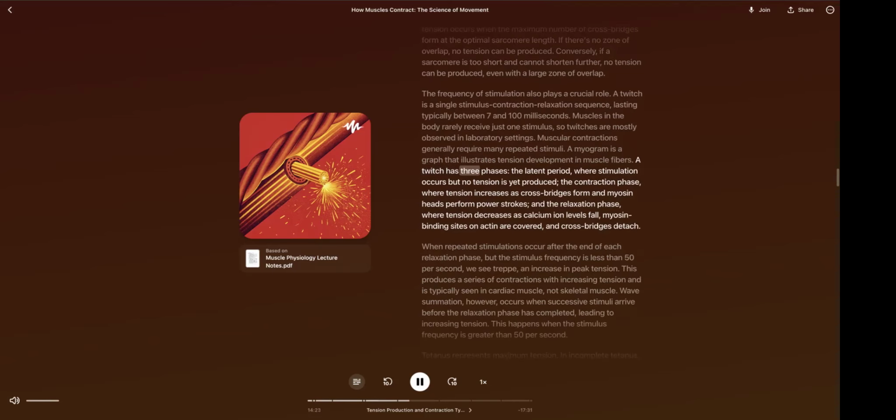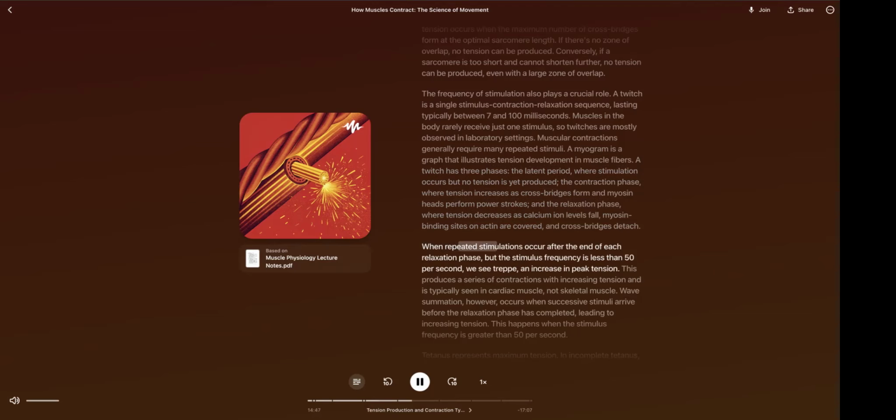A myogram is a graph that illustrates tension development in muscle fibers. A twitch has three phases: the latent period, where stimulation occurs but no tension is yet produced; the contraction phase, where tension increases as cross bridges form and myosin heads perform power strokes; and the relaxation phase, where tension decreases as calcium ion levels fall, myosin binding sites on actin are covered, and cross bridges detach.